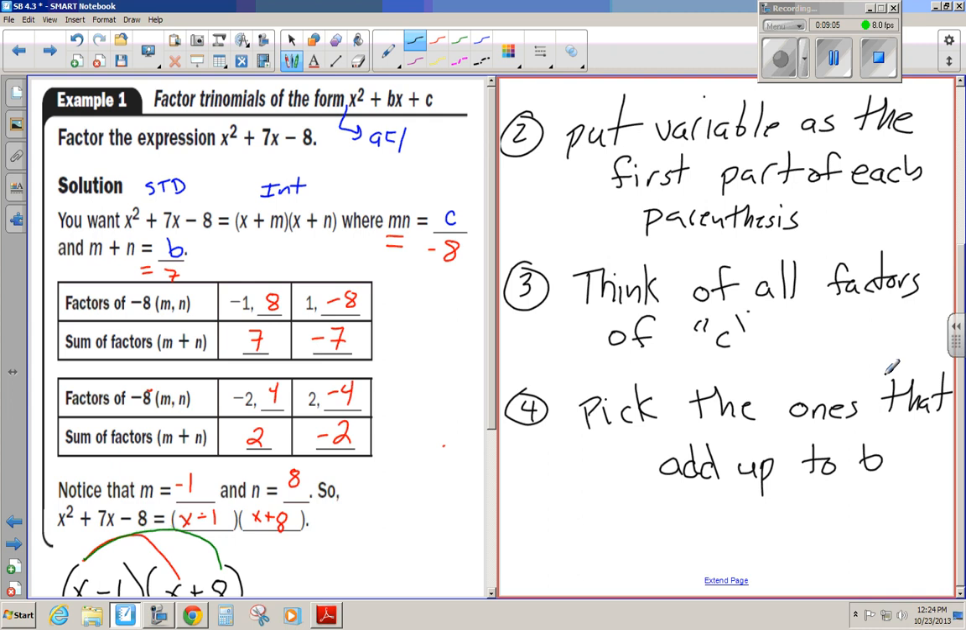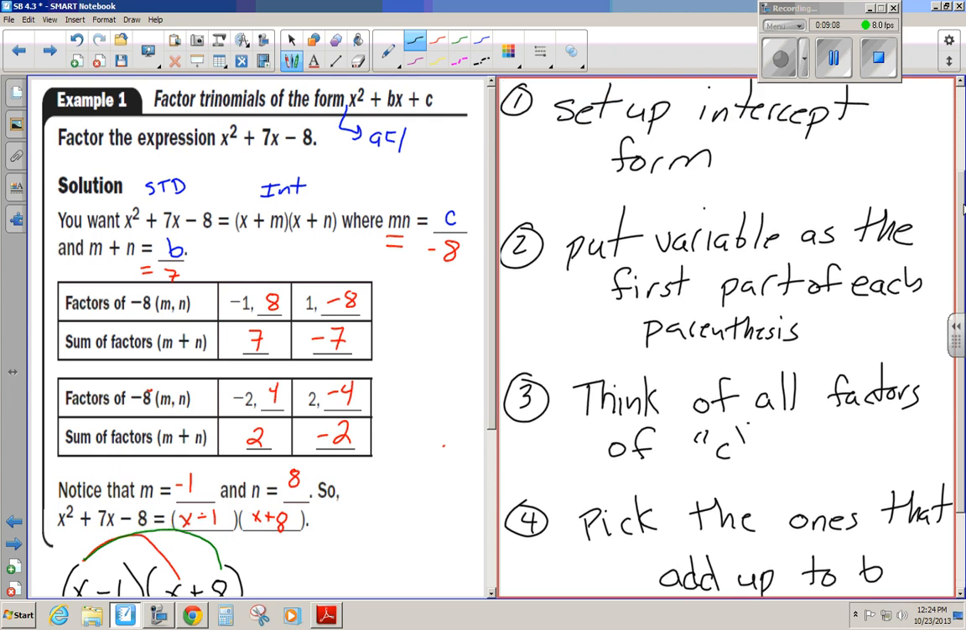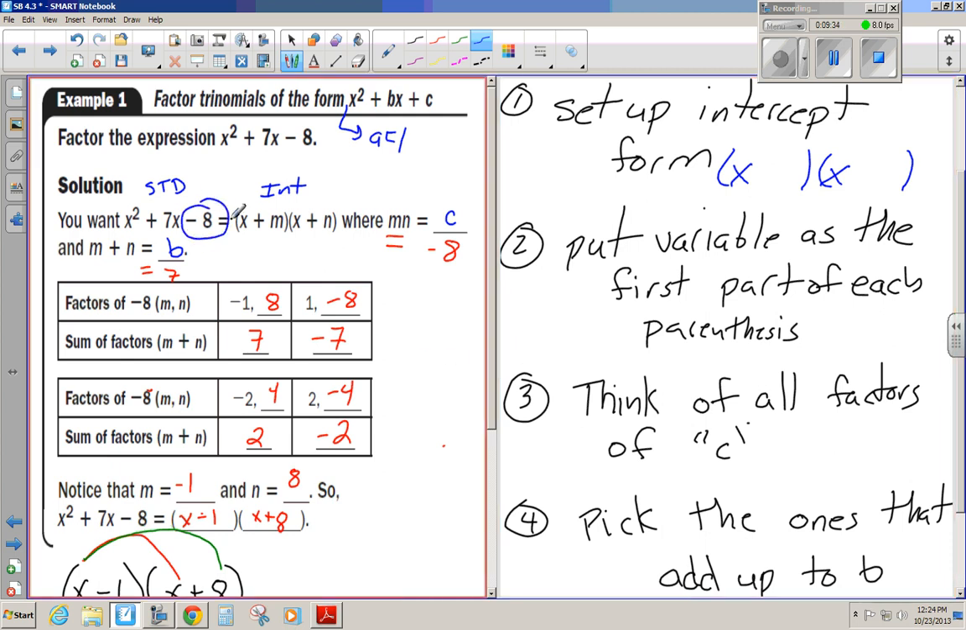All right. So the first part here was to set up intercept form. So all you got to do is to begin with, just go ahead and set up intercept form. Then put the variable as the first part of each parenthesis. So if you're using x, y, z, a, b, c, whichever variable you're using, you just put it in the front. Then think of all of the factors of c. So you take a look at negative 8 and just think of what the factors are. And when you get good at this, just by thinking of all the factors, once you find a pair and you add them together, they should add up to b.